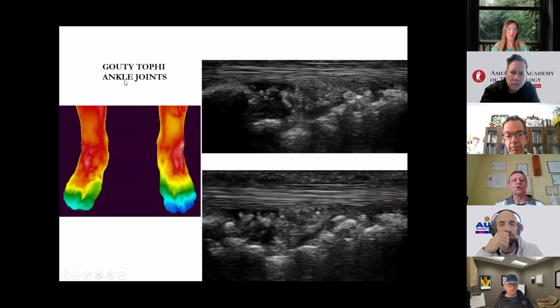Gouty tophi in the ankle joints. In the anterior part of the articulatio talocruralis under the tendon of musculus tibialis anterior, in the recessus anterior, we can see a huge amount of gouty tophi on both sides. And on thermography, we can also see on both sides in the anterior part of the articulatio talocruralis increased temperature activity.